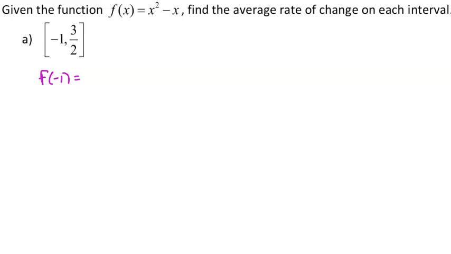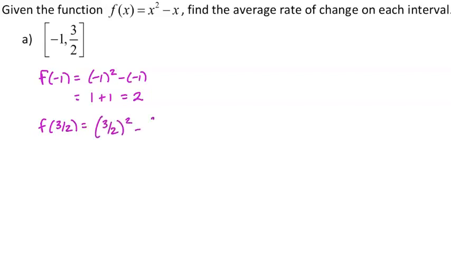So I'm going to take -1 and plug it into my given function. So -1 squared minus -1. So we have 1 plus 1, which gives us 2. Now do the same thing with 3/2. So f of 3/2 is 3/2 squared minus 3/2.